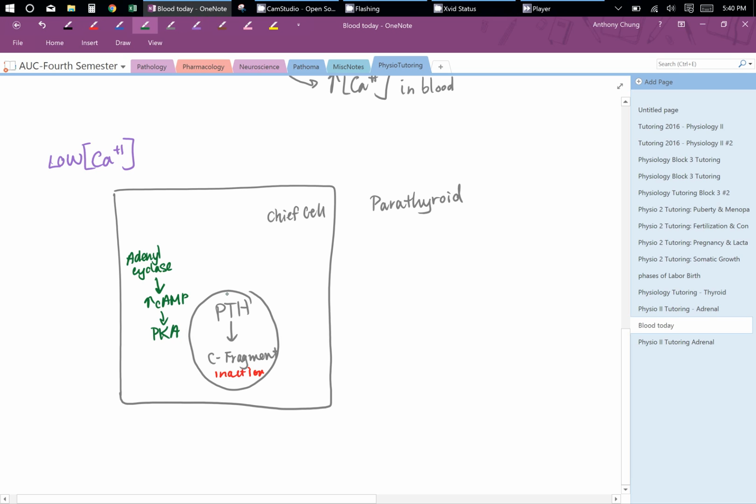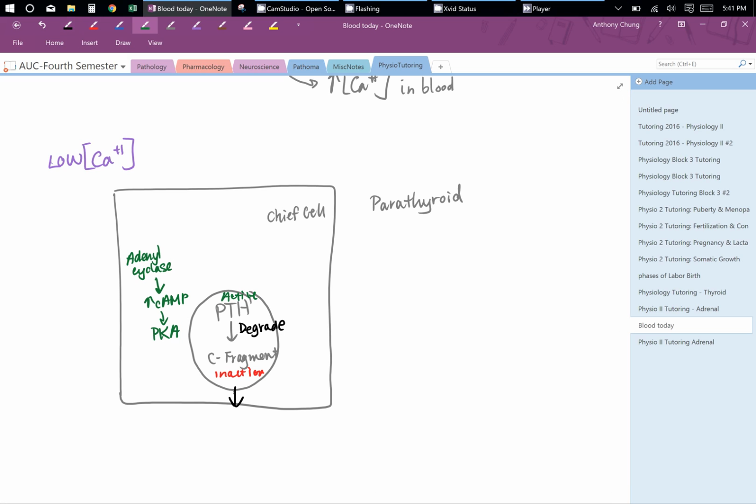PTH is the only thing that will cause all of the stuff happening to increase blood calcium, so this is active. And the longer PTH stays in this vesicle, the more time it has for this degradation to happen. So this is going to degrade, and then eventually this is going to be excreted. So the longer it stays in this vesicle, the more chance it has for this degradation process to happen.